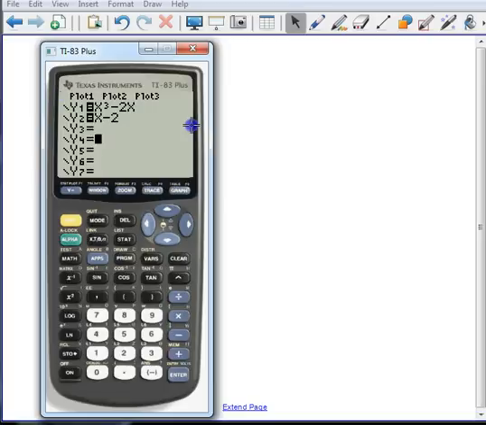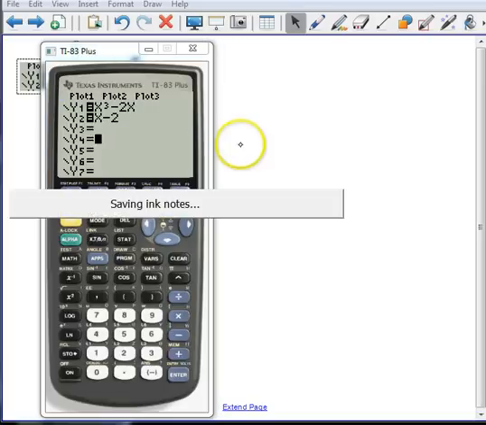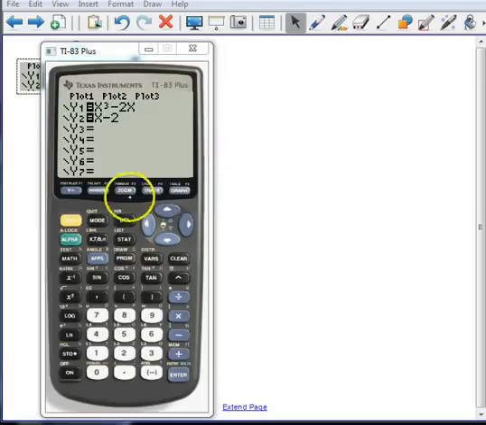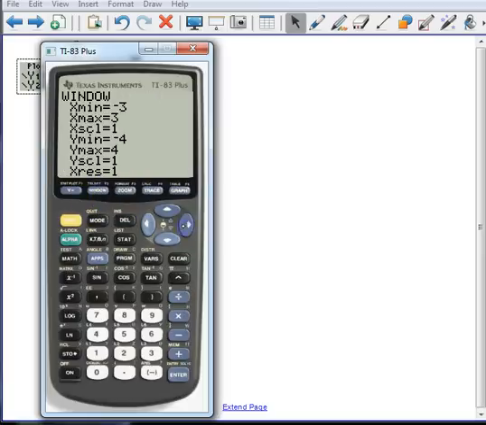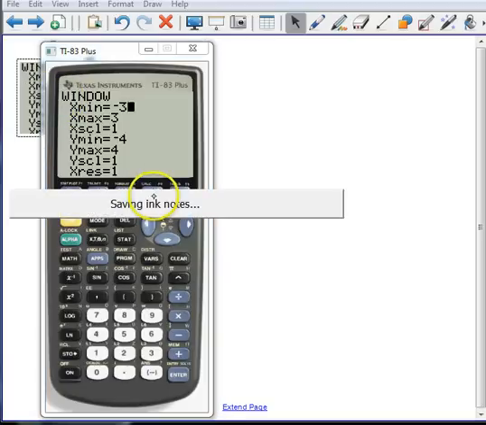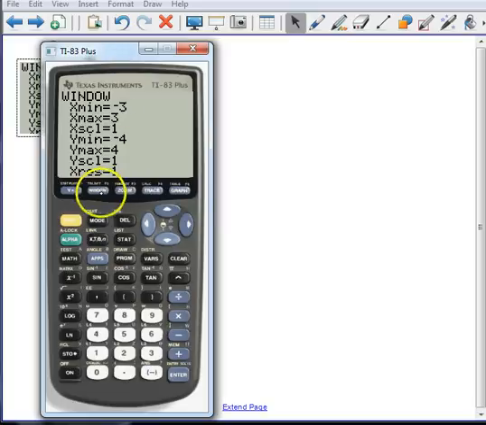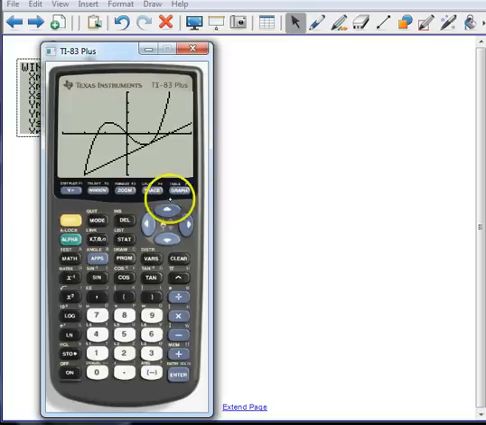So those are our equations. And here's my window. It doesn't need to be very big because we're only interested in what's happening around x equals 1. And here's our graph. Check it out. If I hit trace 1, that puts the cursor right at 1, and it's on the curve, the polynomial. Hit the down arrow, hit 1, and it's also on the line.